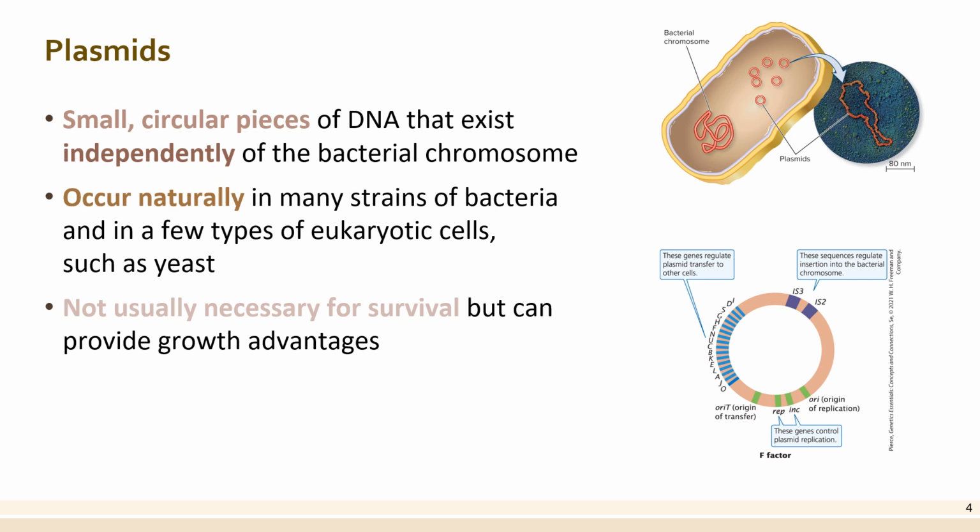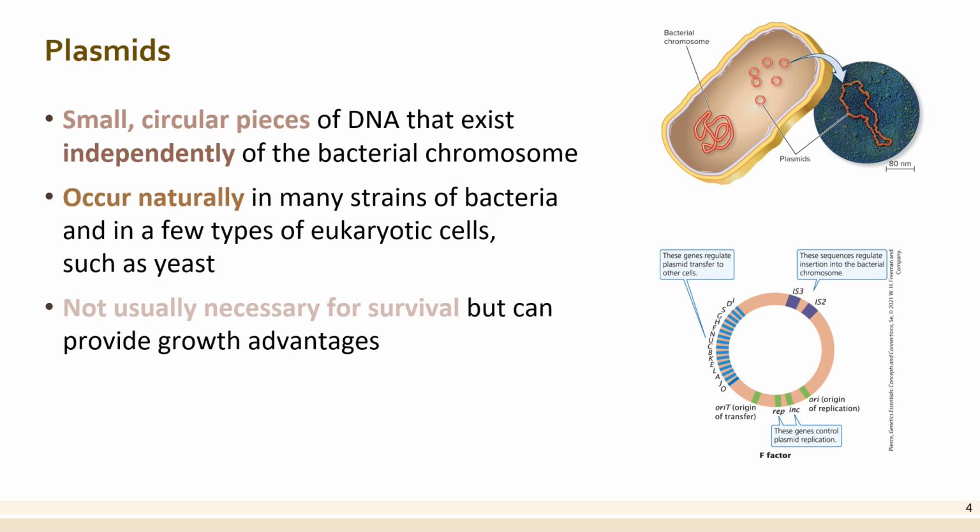Some bacteria also contain a small piece of DNA called a plasmid. This is an independent piece of DNA separate from the nuclear DNA. They occur naturally in many types of bacteria. Some bacteria are more likely to have them than others, and they are found occasionally in some eukaryotic cells, but mostly they're going to be found in bacteria.